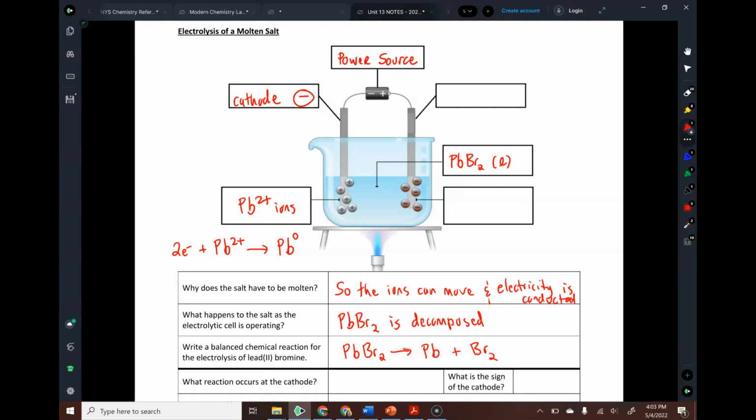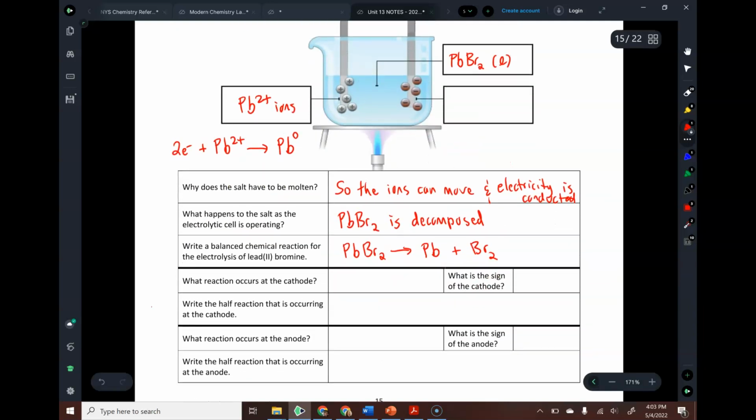So just to continue filling out the notes a little bit, the reaction that occurs at the cathode is reduction. The sign of the cathode is negative. In the voltaic cell, it's positive. We see this reversal of charge, and it really has to do with the fact that we're forcing electrons to flow in the opposite direction from which they would. The half reaction is the reduction of the lead ions into solid lead, Pb0.